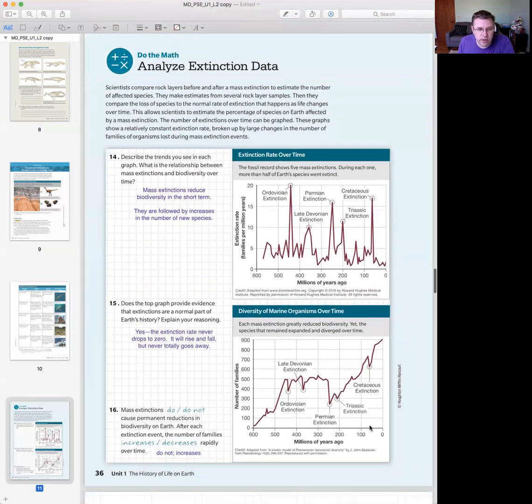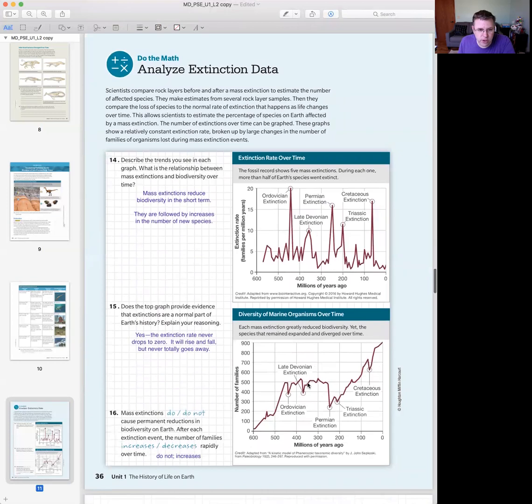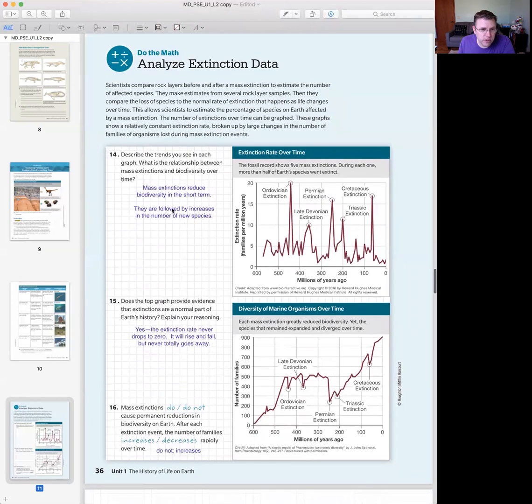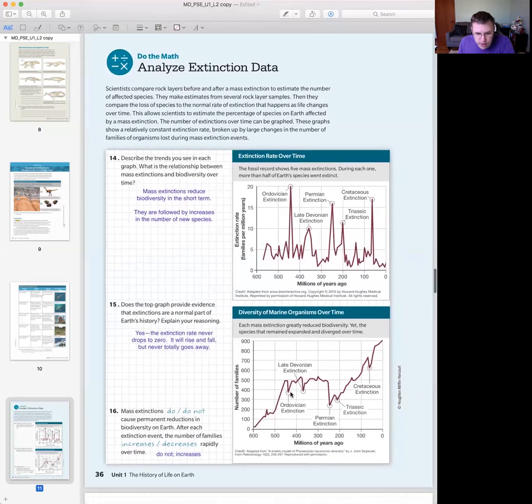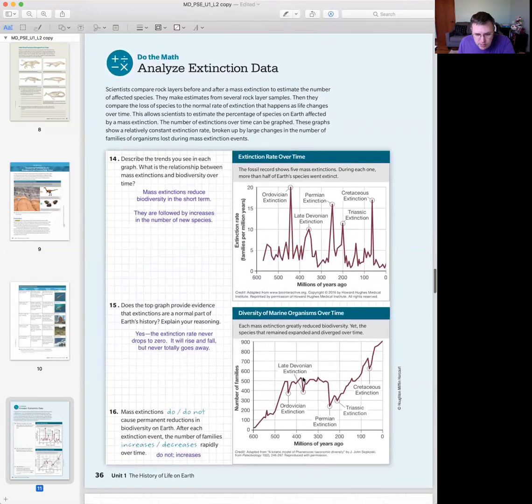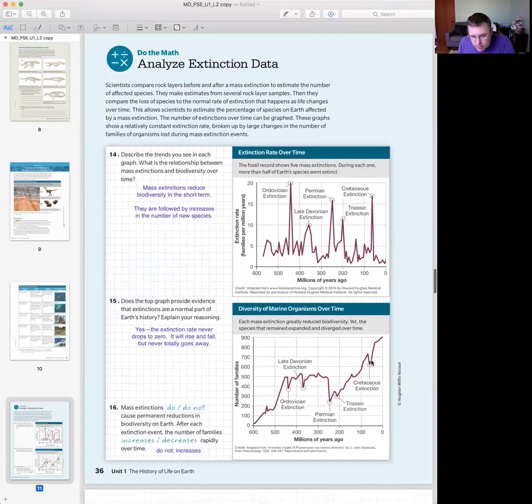All right, this next little part, the next few questions, have us analyzing the trends that we see on these charts, on these graphs. Okay, so number 14 says, describe the trend you see in each graph. What is the relationship between mass extinctions and biodiversity over time? Okay, so that's kind of the bottom one here, right? So we have biodiversity going up, up, up, up, up, mass extinction, it drops. Then biodiversity goes up, mass extinction, it drops. And then up, a little drop, up, up, up, up, up, a little drop, up, up, up.